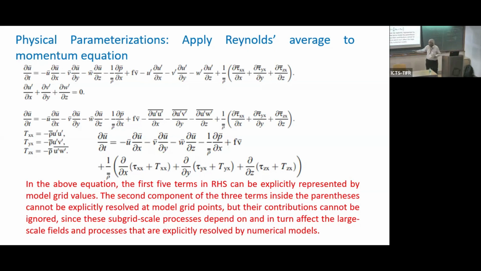Now in each of the equations, the u equation I am going to have 3 additional terms, the v equation 3 additional terms, the w equation 3 additional terms, the temperature equation 3 additional terms. So my total number of unknowns has now become much larger than the total number of equations available to me. So how do you resolve this issue?